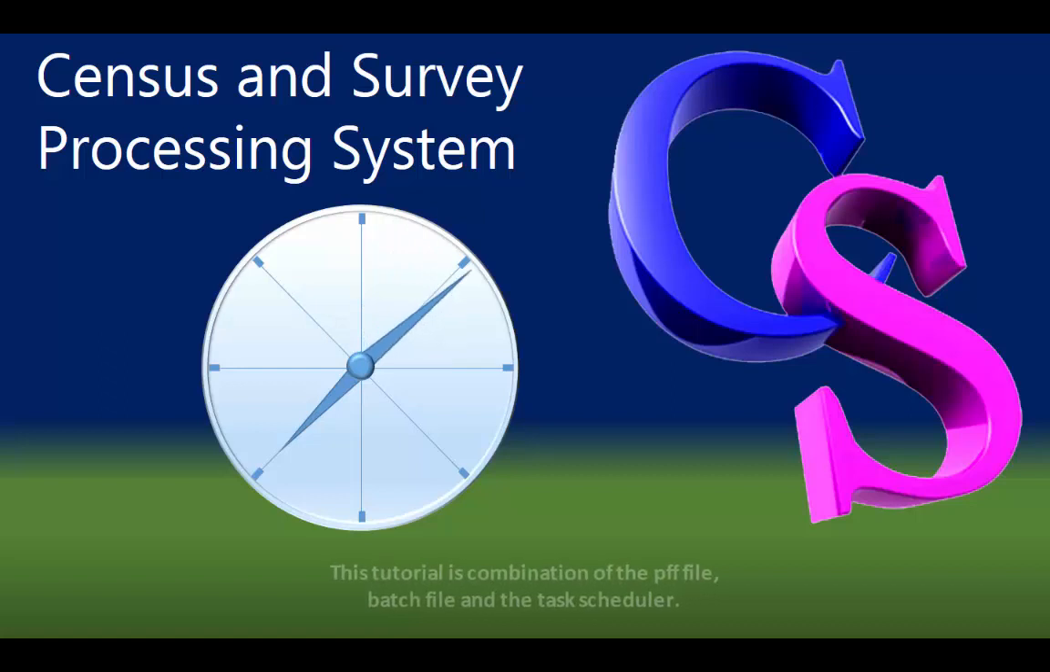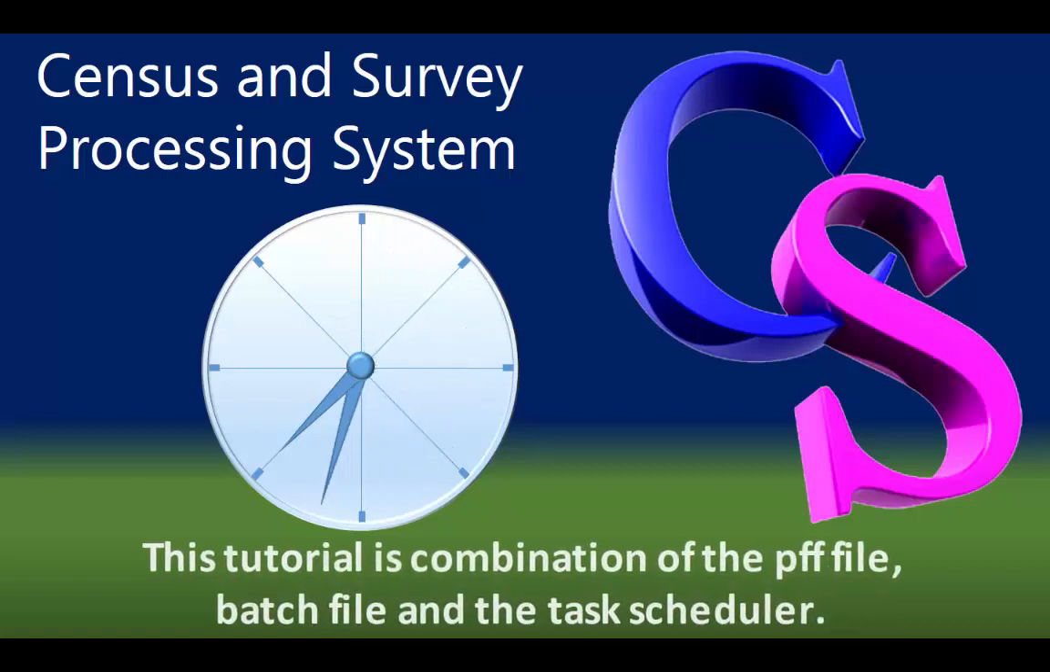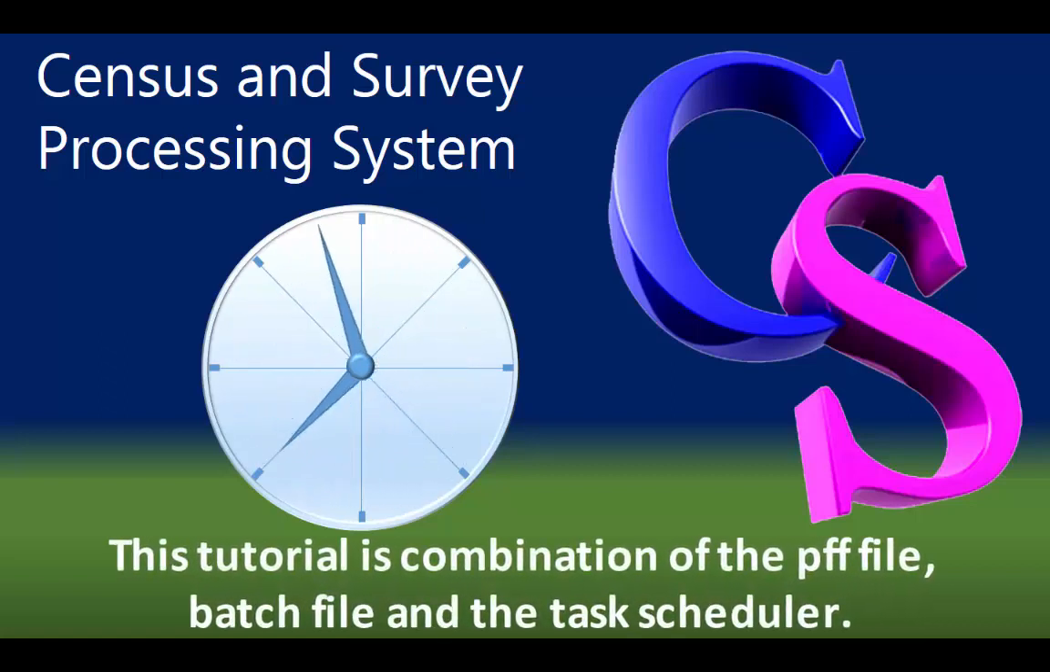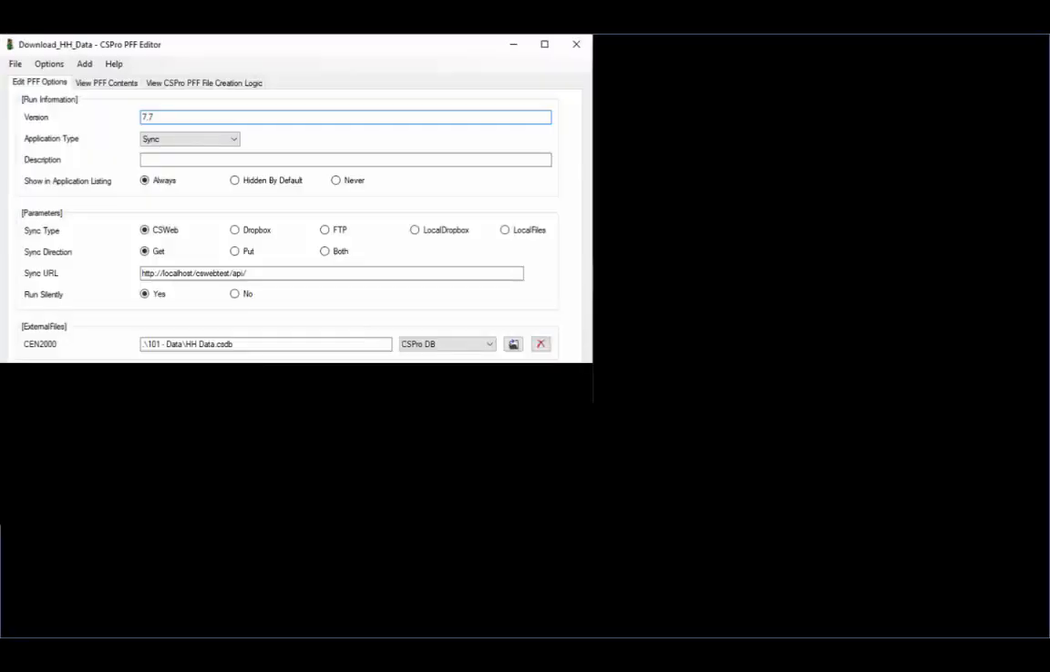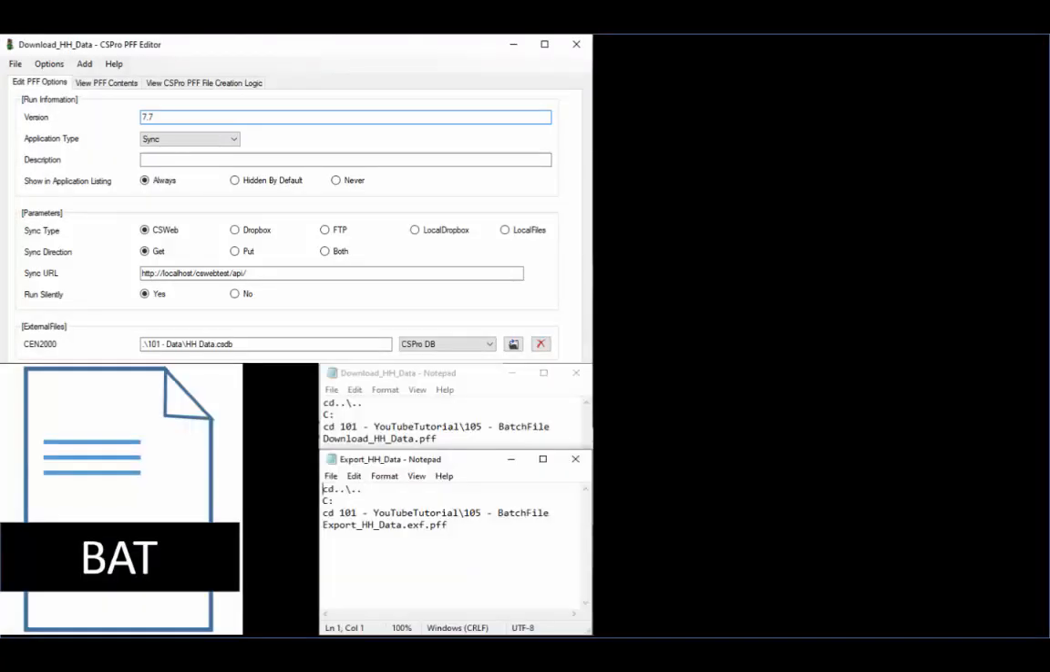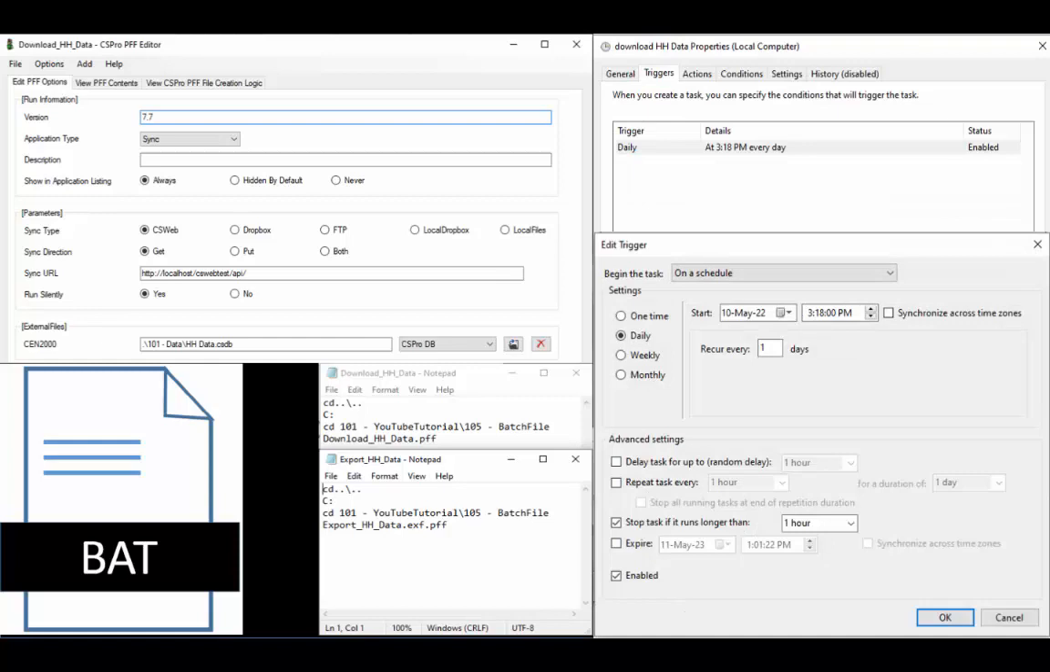This tutorial is a combination of the PFF file, batch file and the task scheduler. First we will create a PFF file and call this PFF file through the batch file. After that we will set the schedule in the task scheduler to run this batch at the particular time to download data from the CSWeb server and export into the STATA format.